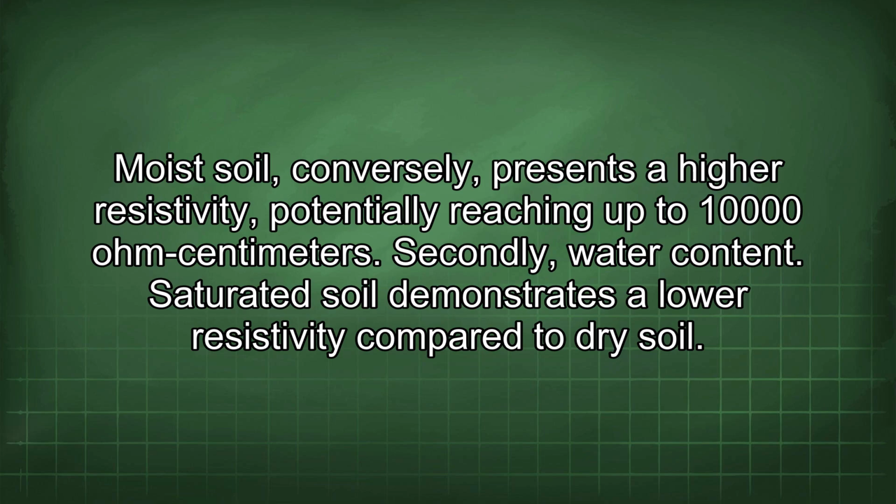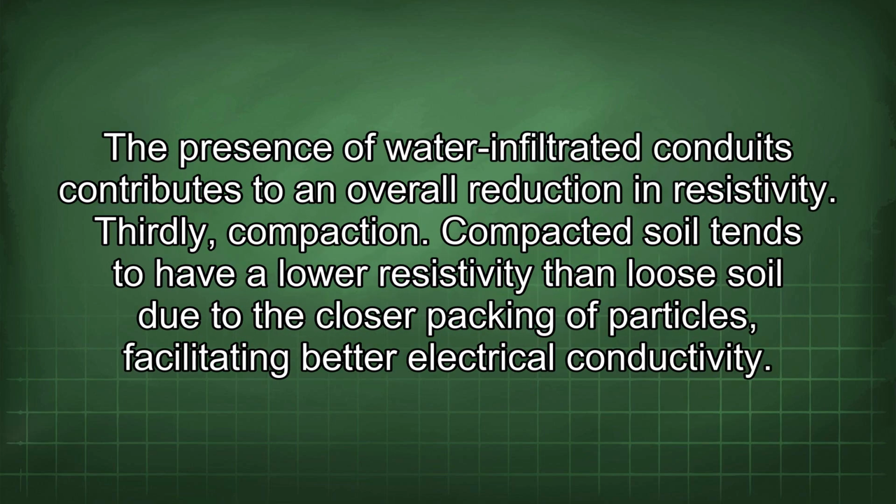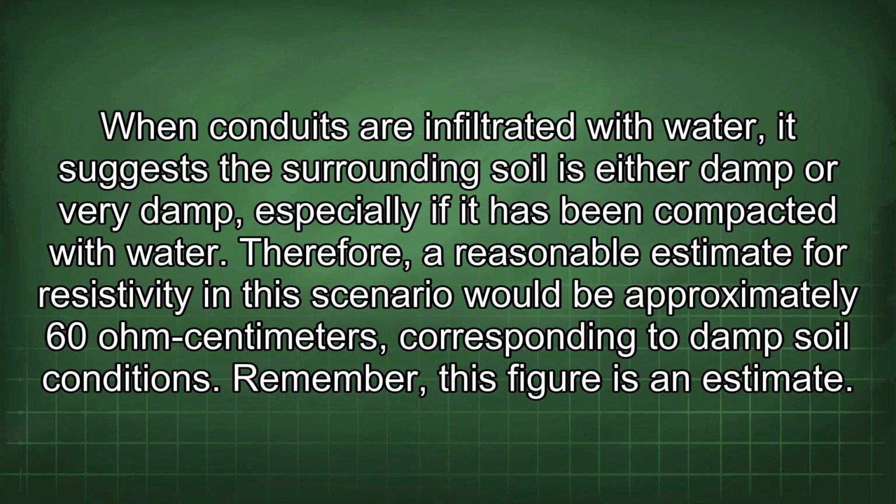Secondly, water content. Saturated soil demonstrates a lower resistivity compared to dry soil. The presence of water-infiltrated conduits contributes to an overall reduction in resistivity. Thirdly, compaction. Compacted soil tends to have a lower resistivity than loose soil due to the closer packing of particles, facilitating better electrical conductivity. When conduits are infiltrated with water, it suggests the surrounding soil is either damp or very damp, especially if it has been compacted with water.